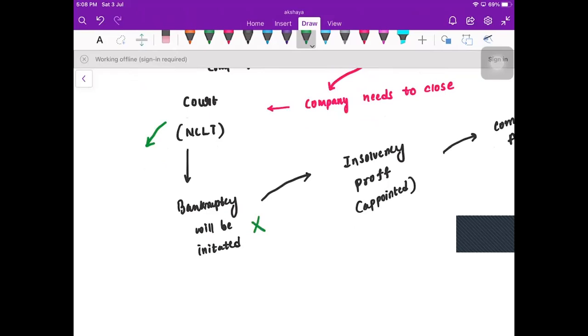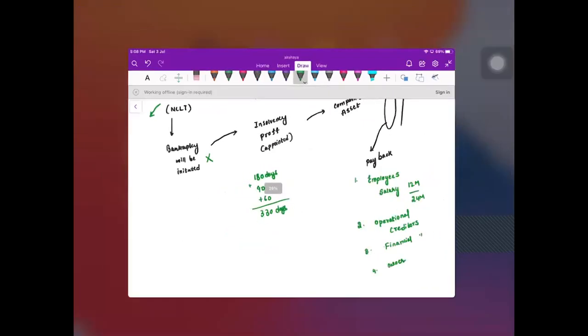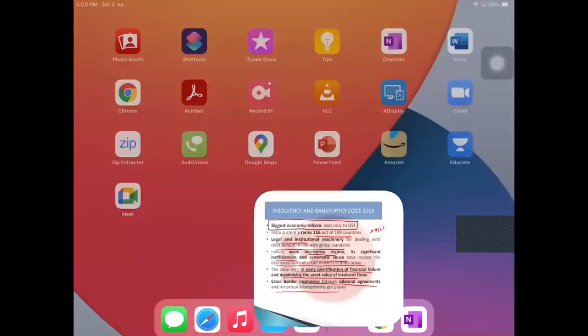Right? So this is your insolvency. Initially it was 180 days, now it is 90 days plus 60 days, now 330 days to shut down the business. This is the Insolvency and Bankruptcy Code.